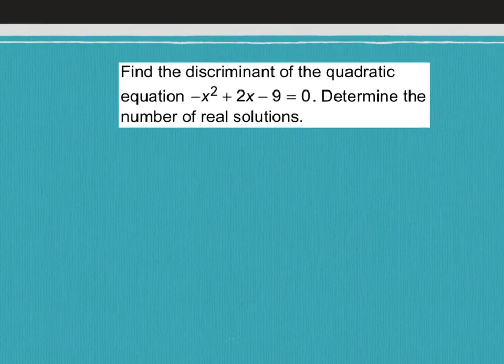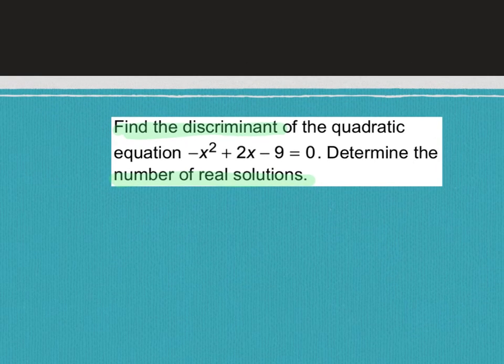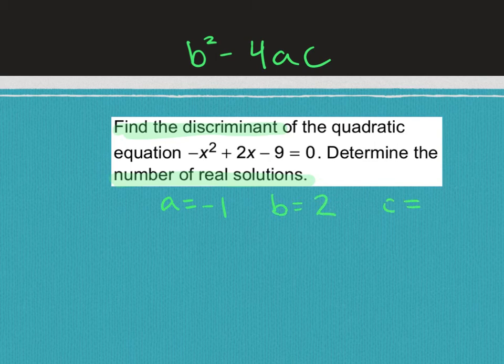So we need to find the discriminant and determine the number of real solutions. So our discriminant formula was b squared minus 4ac. What's our a? -1. What's our b? 2. And what's our c? -9. So we plug it into our formula. We have 2 squared minus 4 times a, so 4 times negative 1, times negative 9.